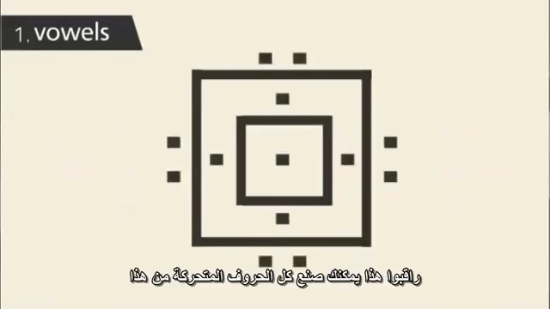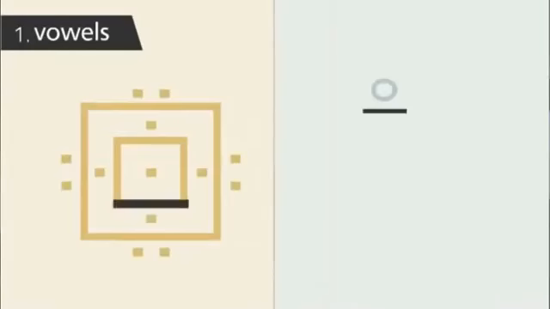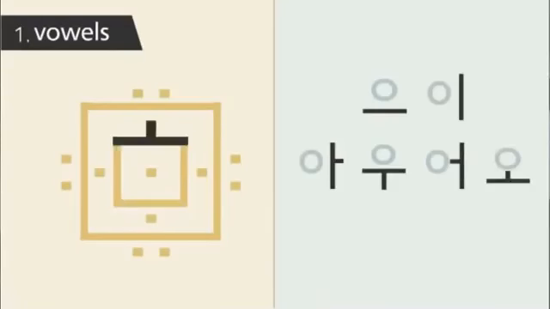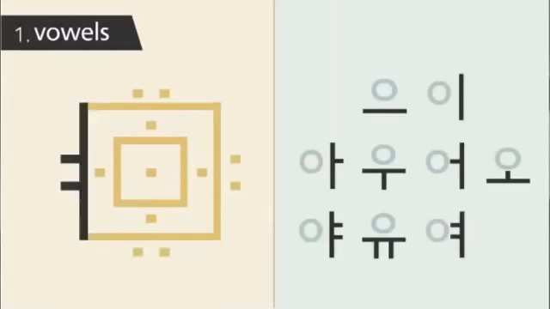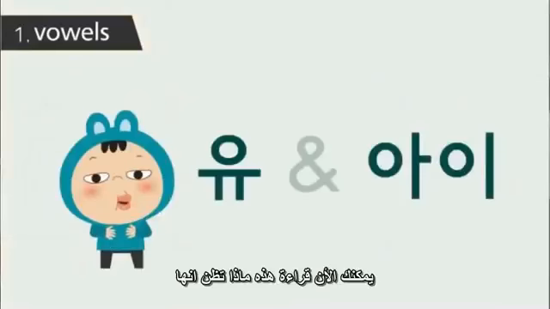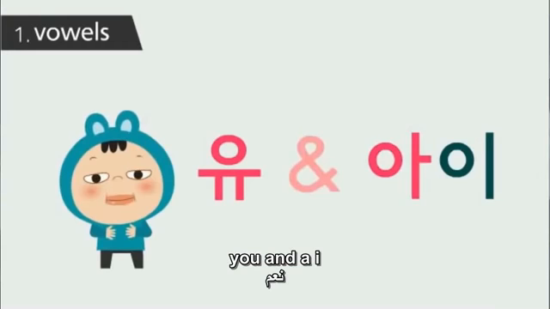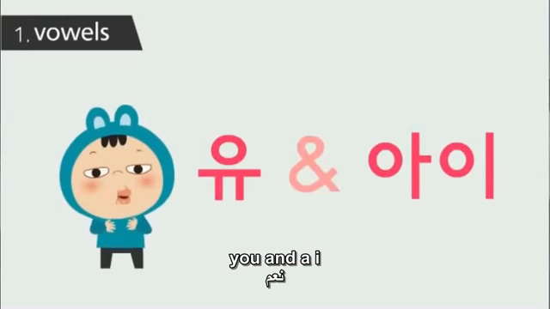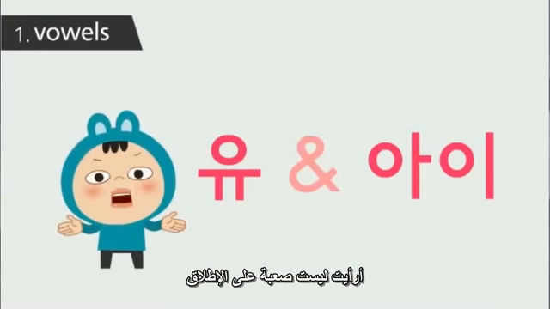Check this out. You can make all of the Hangul vowels with this. There are 10 vowels made out of basic vowels which represent the sky, the earth, and the human. You can now read this. What do you think it is? U, N, A, E. That's right. See, it's not difficult at all.